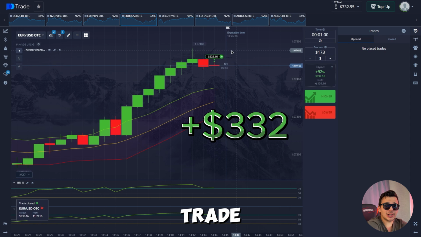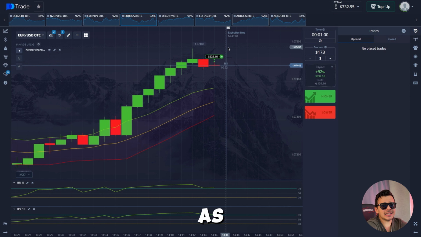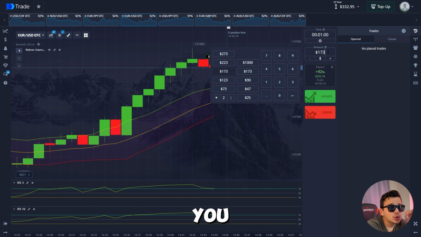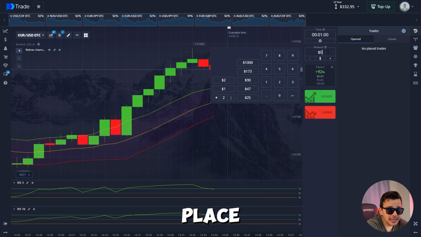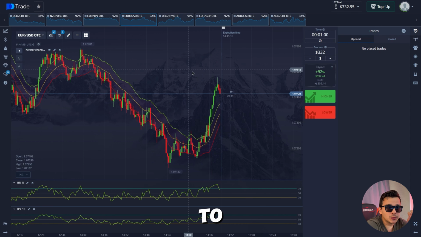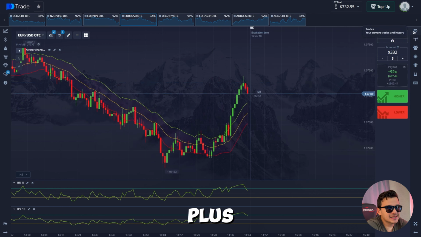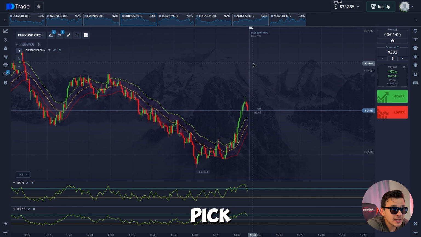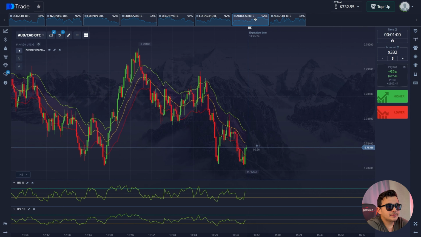And our next trade closes in plus. As you can see, this strategy allows you to open trades even in such a place and at such a level. In general, without error, to close trades in the plus. Let's continue trading and pick up the next currency pair.